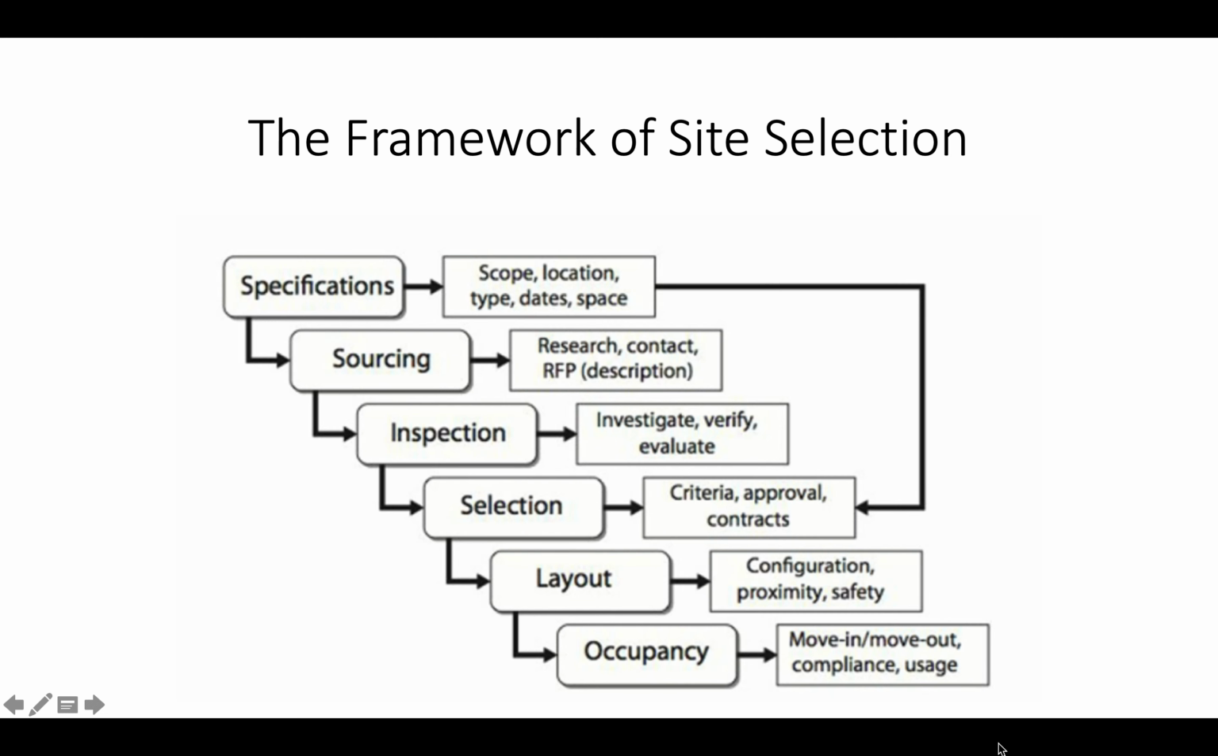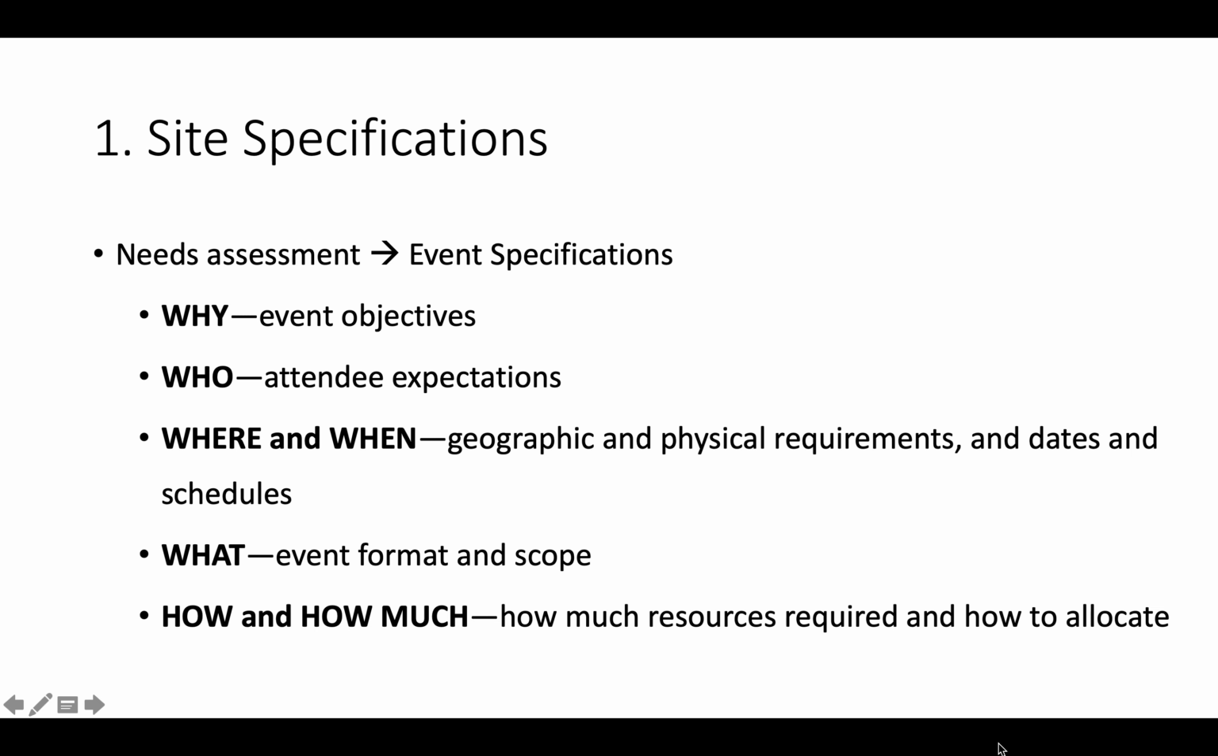No matter whether it's a science or an art, we have to use some tools to choose an event site. So this is something we will use to choose a site, including 6 parts. Part 1, site specifications. In the past week, we did the needs assessment when creating an events plan. So this is something we can use to develop our event specifications.